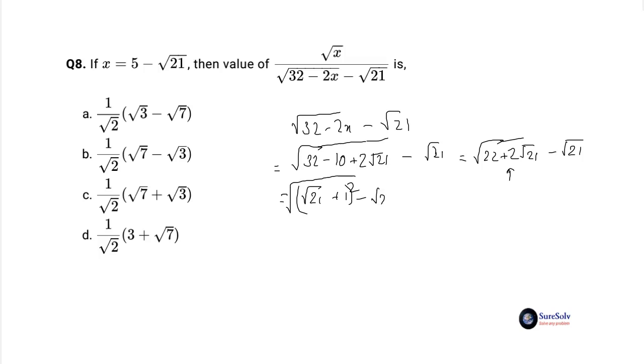minus root 21 equal to root 21 plus 1 minus root 21. Root 21 gets cancelled out. The denominator becomes just simple 1. So the target expression is simplified to just root x equal to root over 5 minus root 21.